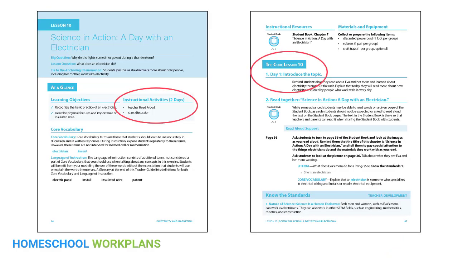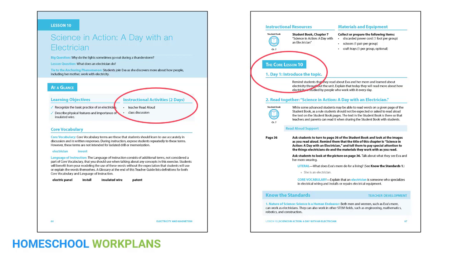So this lesson will flow just like the other two I showed you, except you'll notice two things here. First, on the left-hand side there, in the red circle, under the instructional activities section on that first page, you'll see it is listed as 2 days. Generally, these multi-day lessons are either 2 or 3 days, very rarely 4 days.